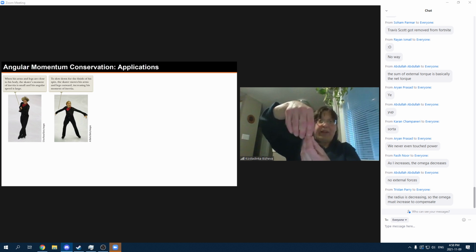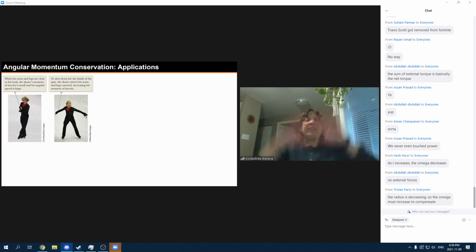If it's a toe pick, even if there is friction, if we consider the toe pick as one point, that is going to be the point with zero radial displacement relative to the axis of rotation. In that case, friction can be enormous, but because the radial distance is zero, the torque due to friction is going to be zero and the angular momentum is going to be conserved. However, in reality, that never happens.